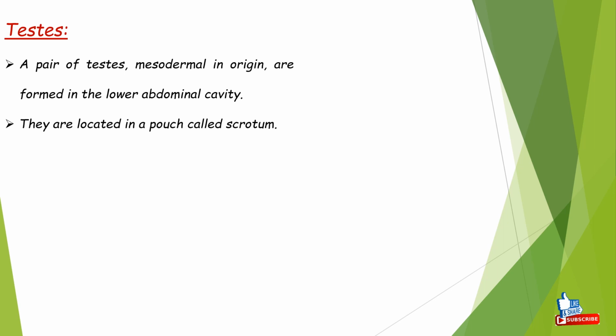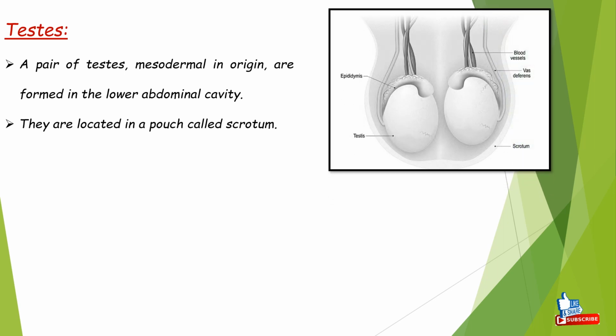So the primary reproductive organ, which is known as testes, is a pair of testes, mesodermal in origin, formed in the lower abdominal cavity. See, this is the lower abdominal cavity, and in this you will find testes 1 and 2. Two testes are present. They are located in a pouch-like structure called the scrotum. So they are present in the pouch.